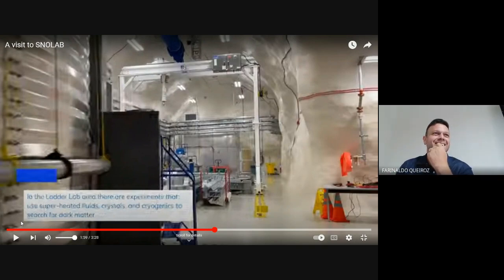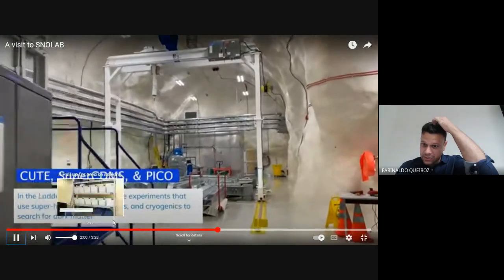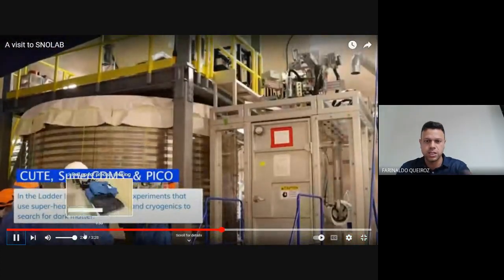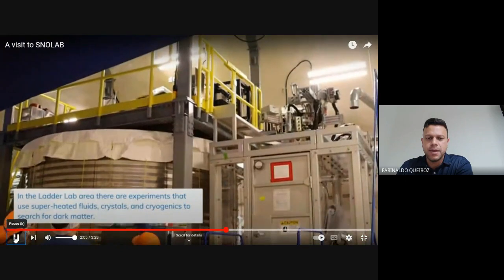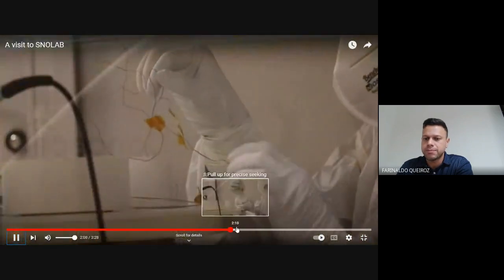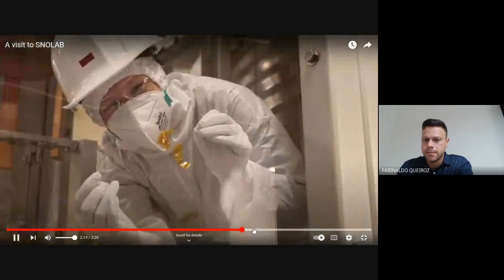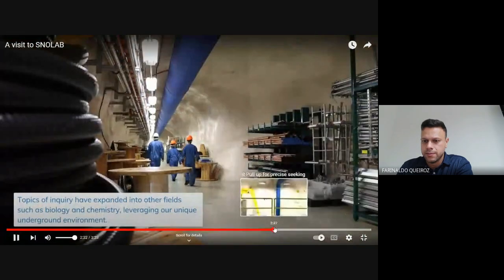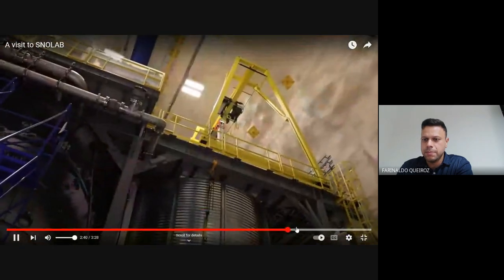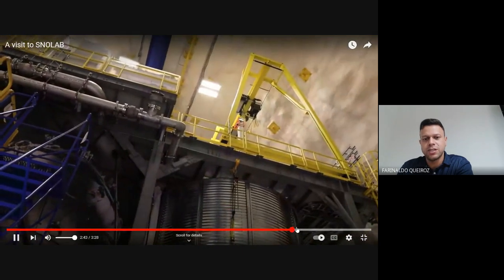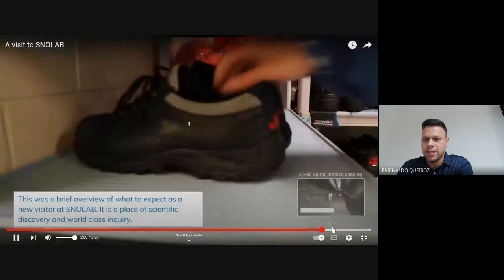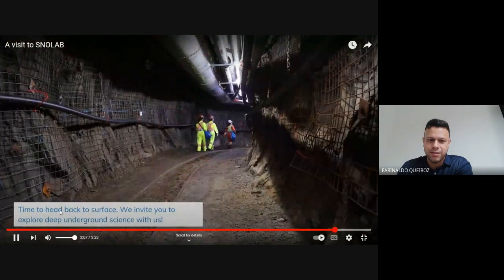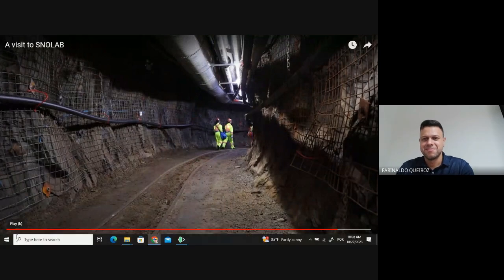I mean, it's crazy. So that's what the place looks like. Oh, look. So this is PICO and Super CDMS. PICO is a direct detection experiment as well. Another direct detection experiment, looking for spin-dependent scattering. And then they have to return home the whole day. Like a daily thing of following.